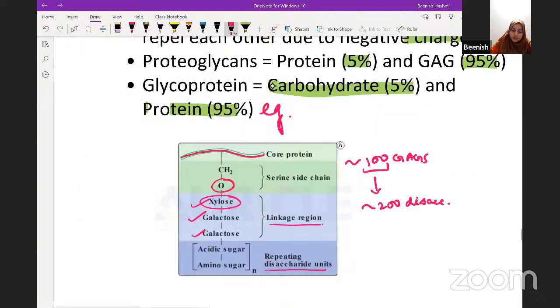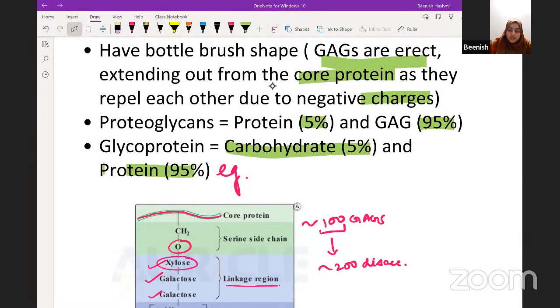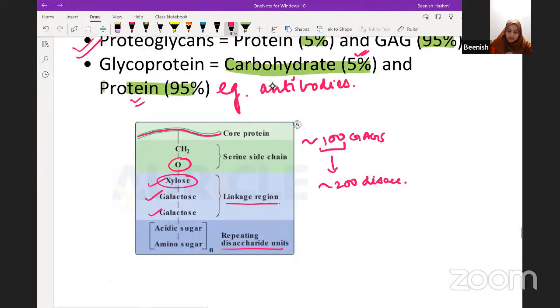Okay, so if the protein content is less, that is 5%, and the GAG is 95%, it is known as proteoglycan. But if it is reversed, your carbohydrate content is 5% and protein content is 95%, it is known as glycoprotein. A very important example of glycoprotein, can you tell me any? Yeah, it is antibodies. Okay, your antibodies are glycoproteins.